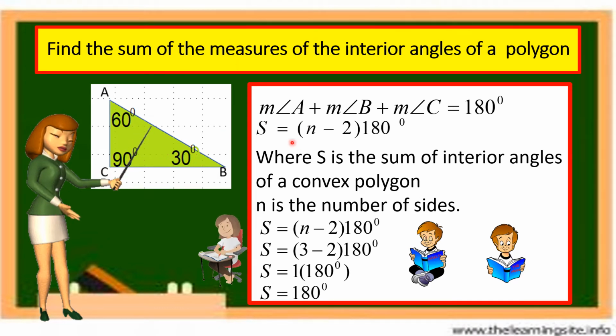The formula in finding the sum of the measures of the interior angles of a polygon is S equals N minus 2 times 180 degrees, wherein N is the number of sides. How many sides are there in a triangle? There are 3 sides. So 3 minus 2 times 180, that is 1 times 180, and 1 times 180 is 180 degrees. So the sum of the measures of the interior angles of a triangle is equal to 180 degrees.